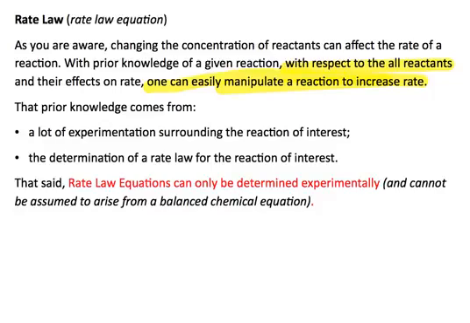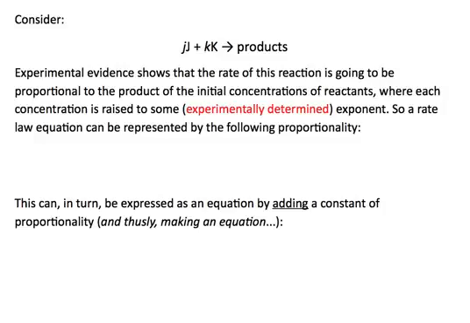So the experimentation done in the lab is applied on the industrial level. Prior knowledge comes from a lot of experimentation. This is a very experimentally heavy discipline, reaction kinetics, and once you've done a lot of experimentation, you can determine the rate law for that reaction. So rate laws can only be determined experimentally. I keep mentioning that. That's a critical point. This is not something we get from a balanced chemical equation.